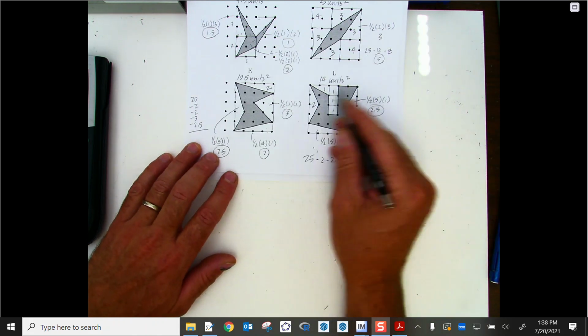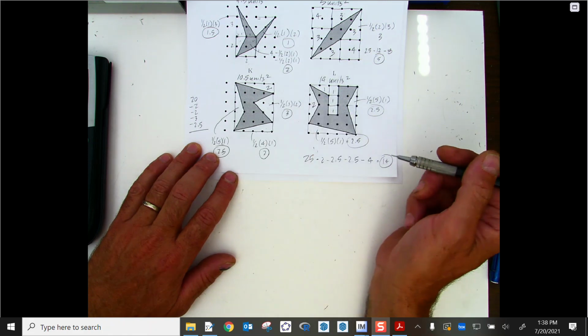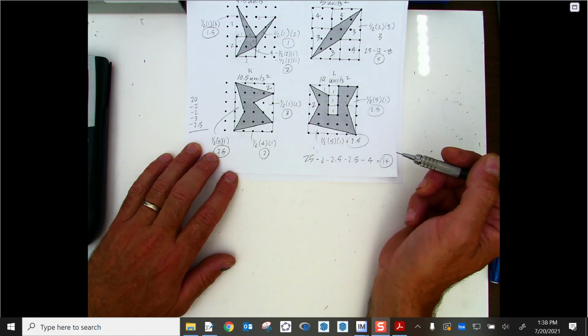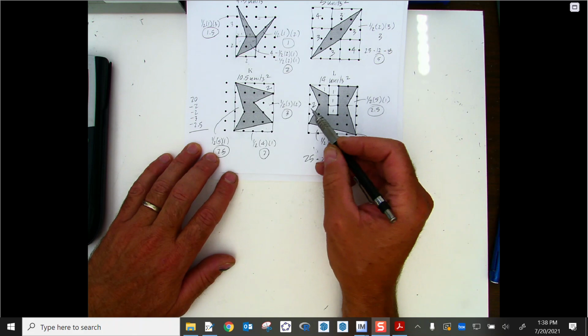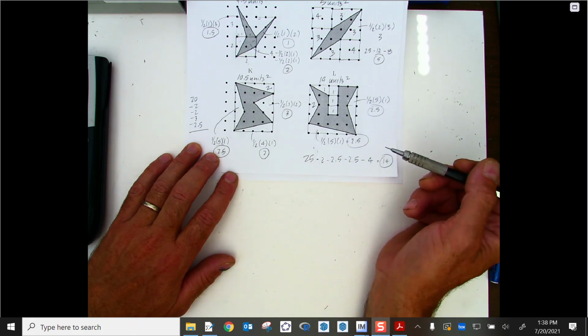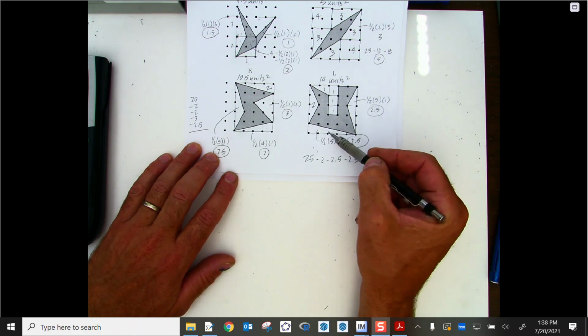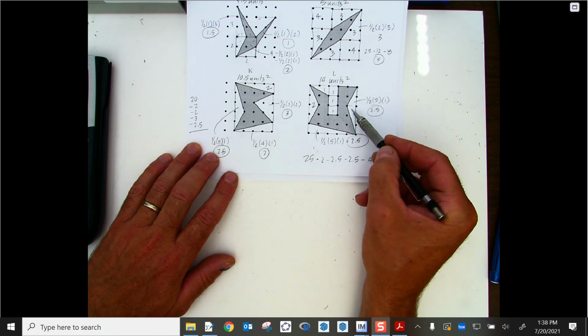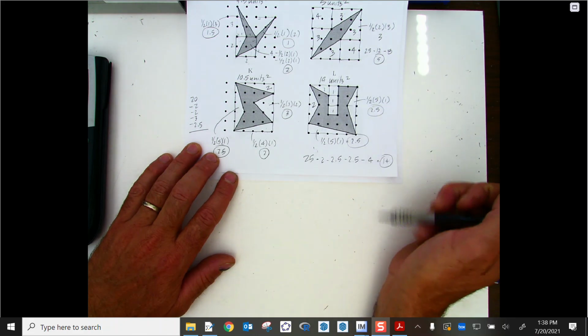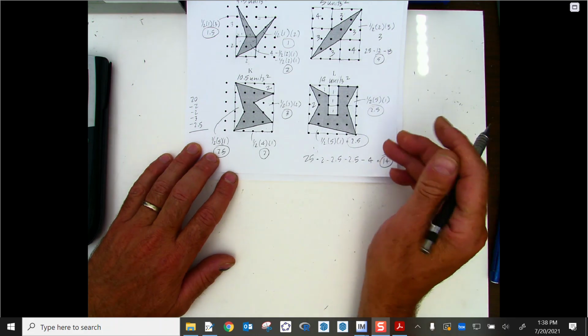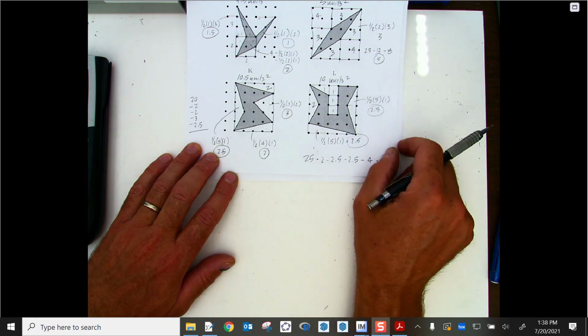And then this one as well, I did a large bounding box and subtracted away parts and pieces. I subtracted away 2 for here, 2.5 for here, and 2.5 for here, and 4 for up there, and it turned out to be 14 square units is what I got for that particular one.